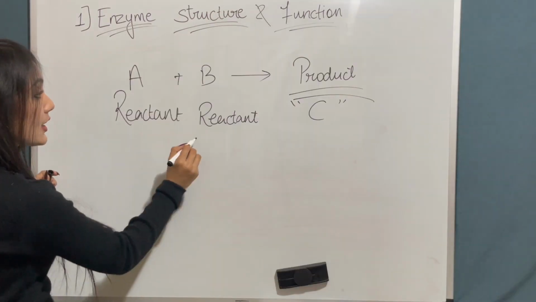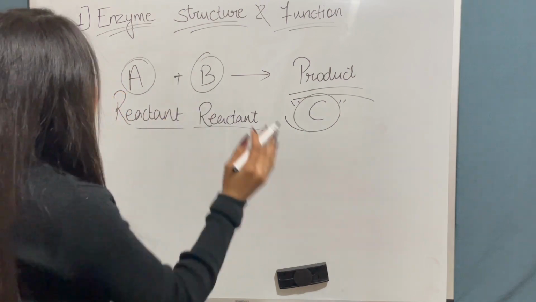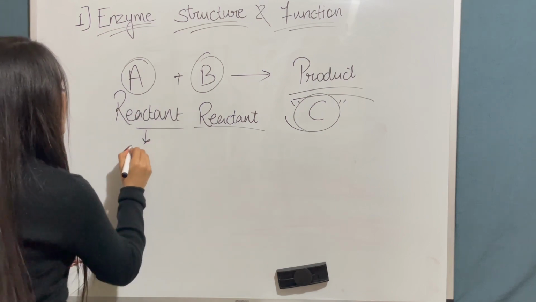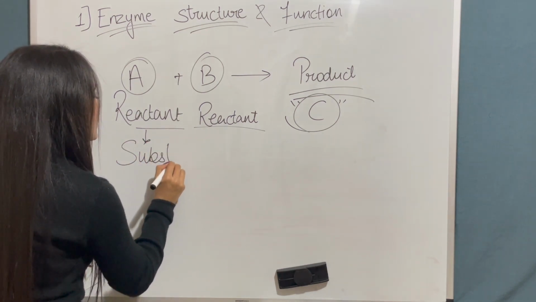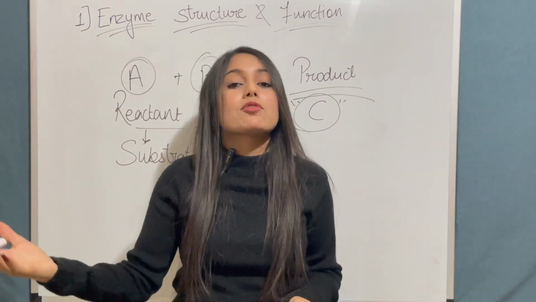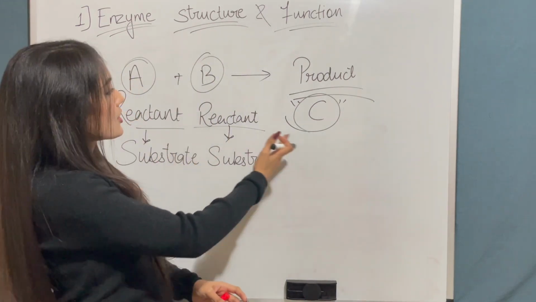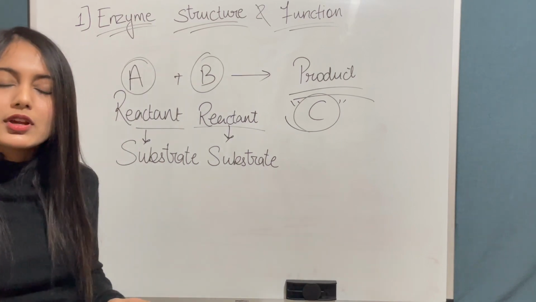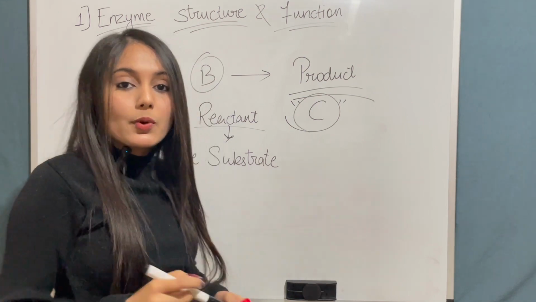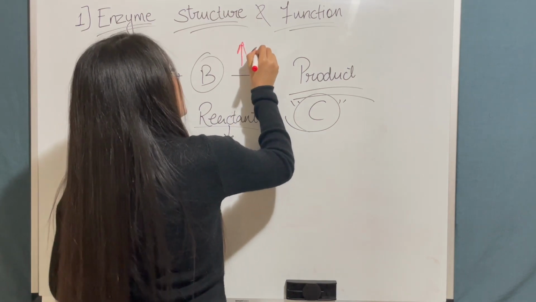Let us see that. The reactants A and B form a product C. We call this reactant either a reactant, or we can also call it a substrate. The chemical reaction has taken place and we have a product. But what is the problem here? The problem is that this reaction that we have seen is extremely slow, and because of this slow reaction our body cannot cope up. That is why we need something that increases speed.